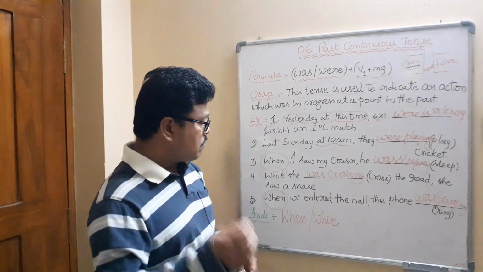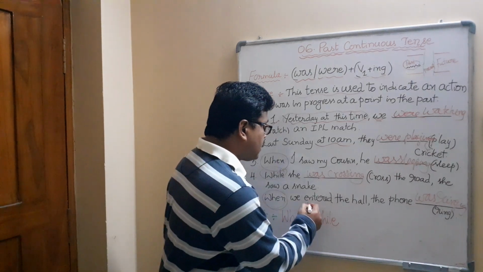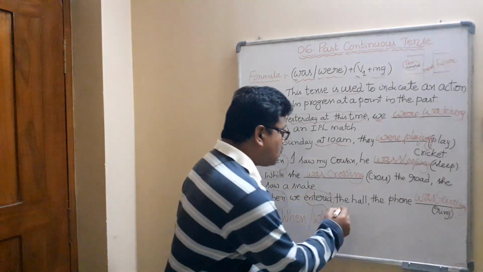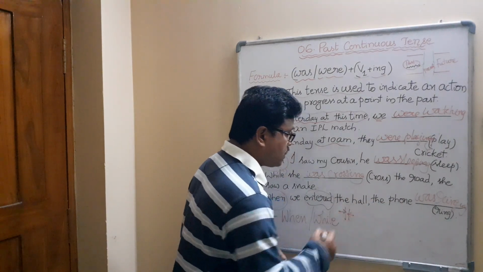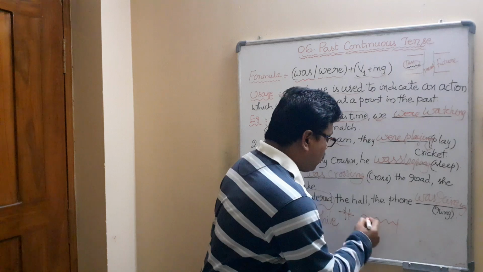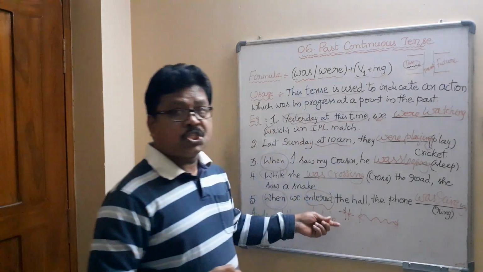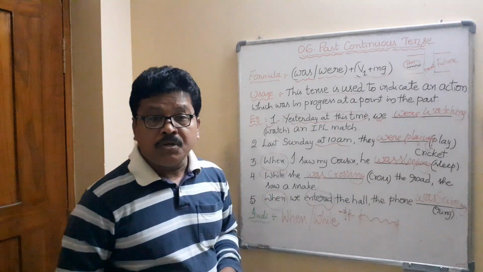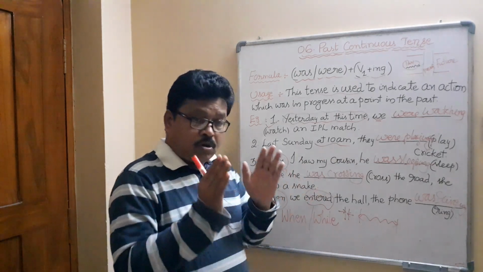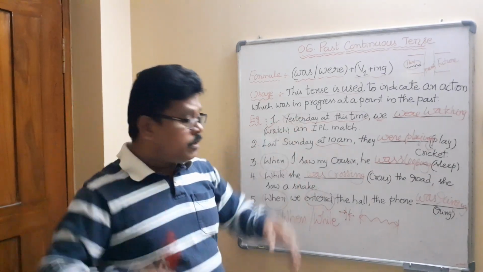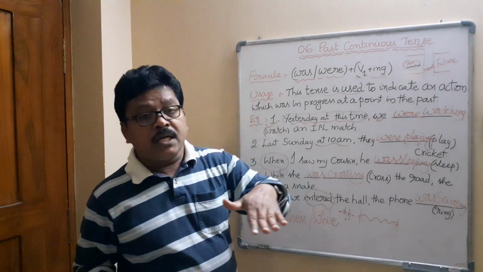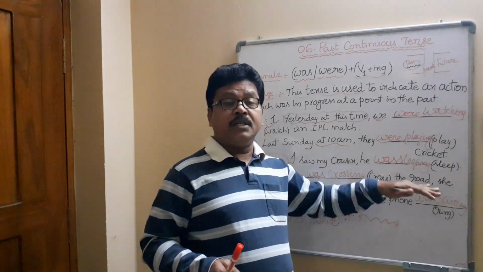And one more indication is very simple. For example, when we entered the hall, enter means it's a matter of 1 second, a short duration. The phone was ringing, ringing, ringing. That is a longer duration. So one is a shorter duration, another is a longer duration. When two actions are given, one of shorter duration and one of longer duration, usually for the shorter duration we use V2, simple past tense. For the longer duration we use past continuous tense.